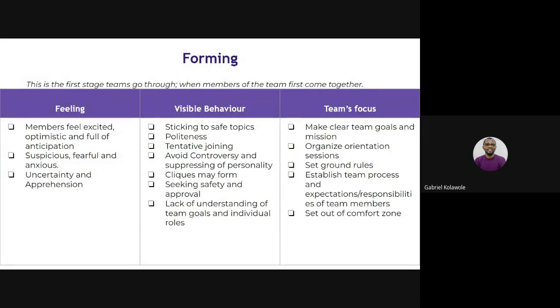One last thing we need to do to help the team through this, especially the Scrum Master, is work on setting out of our comfort zone. Because if we don't leave that comfort zone, if we don't leave that pretense of politeness and tentative joining, we will remain at that point and the team will not grow. The team will not develop and we will not be able to deliver on our goal. Next, I need to move fast.